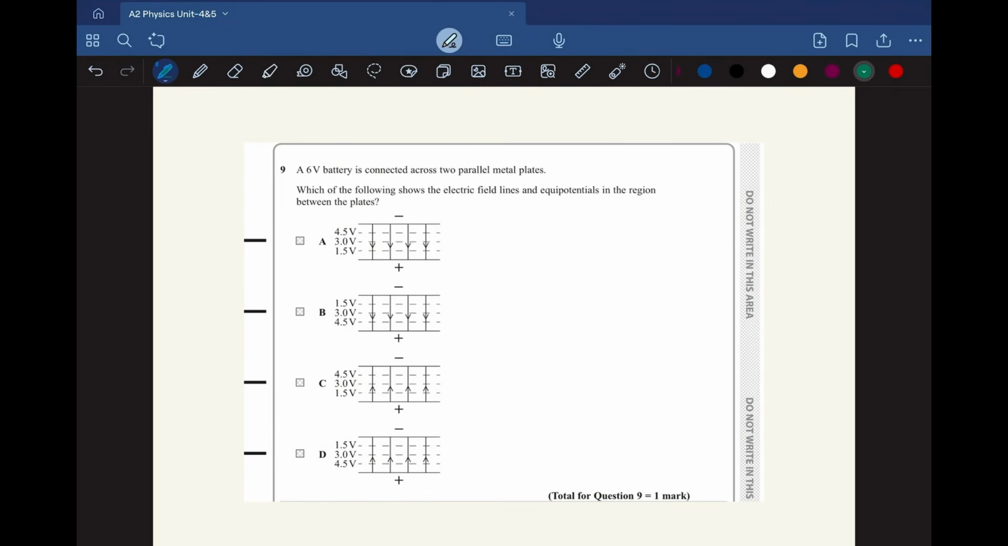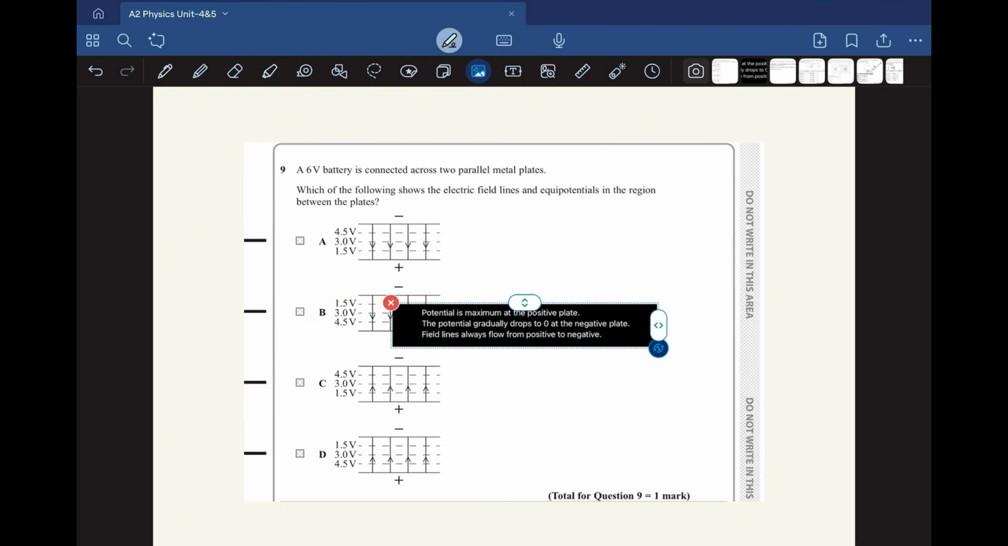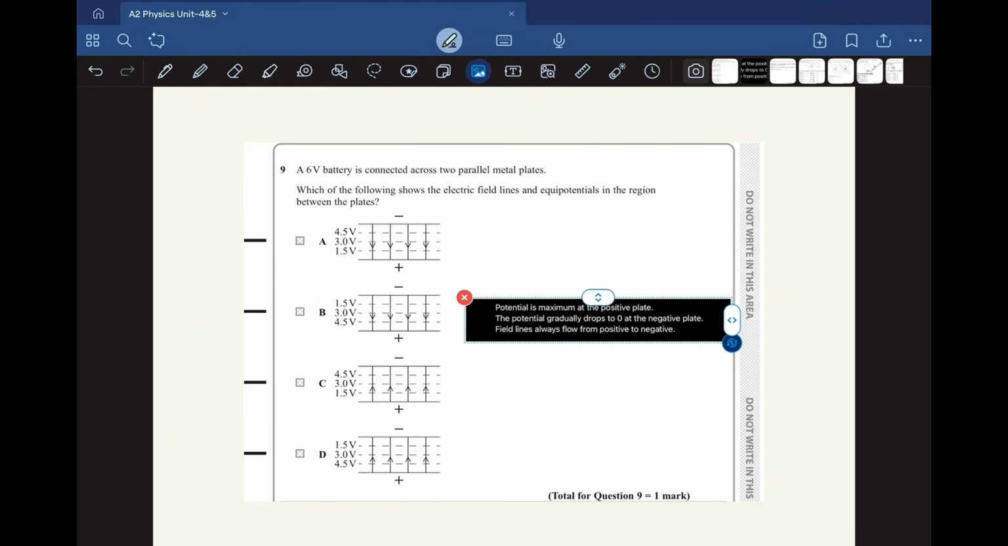A 6-volt battery is connected across two parallel metal plates. Which of the following shows the electric field lines and equipotentials in the region between the plates? So basically, before solving this question, we will have to understand some things. These are very important concepts that you will have to remember about the potentials, and I usually see that most of the students don't understand them.